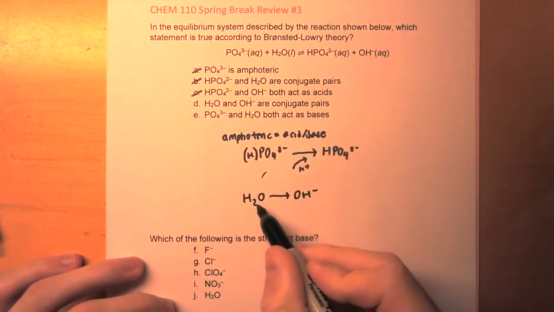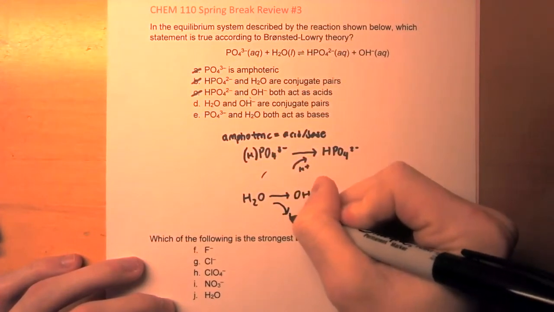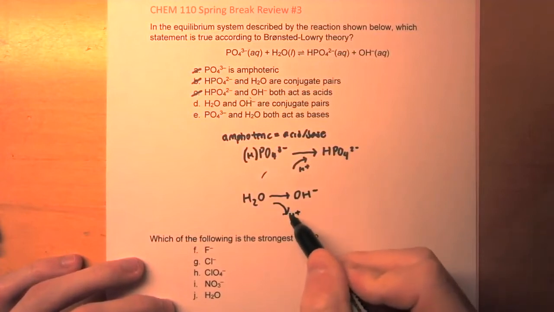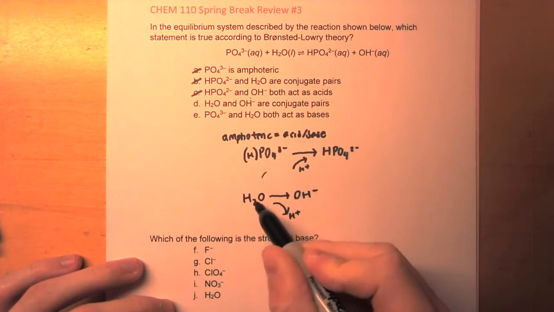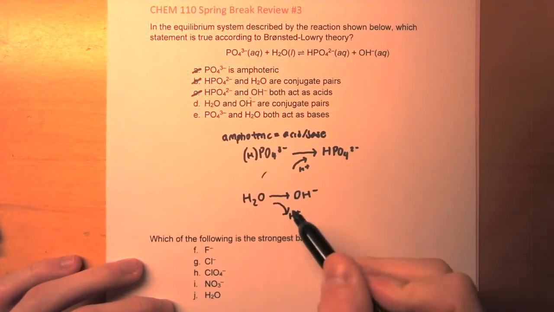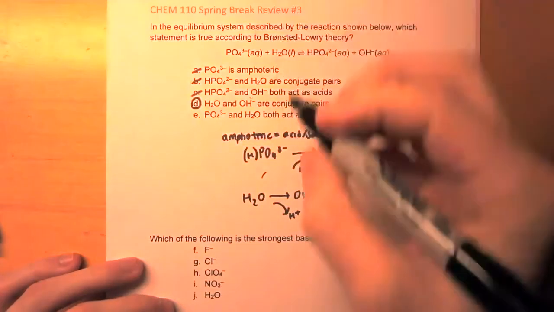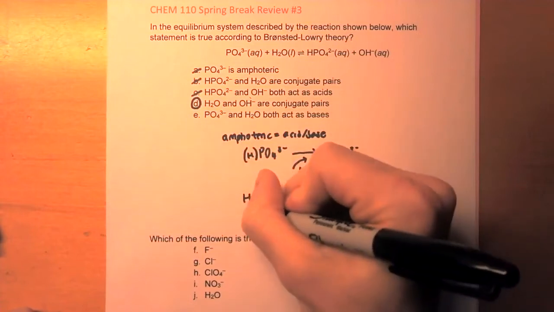What happened from here to here? We lost a proton, right? If we are H2O charge 0 and we lose +1, 0 minus 1 is equal to -1, and then we still have O and H because we lost the proton. So D would be correct. Those are conjugate pairs. Would this be the acid or the base? This would be the acid.